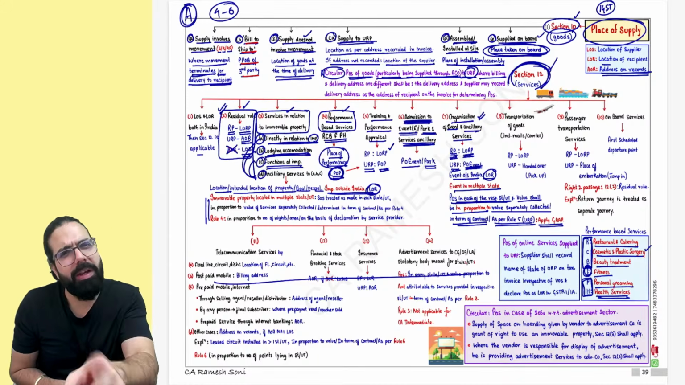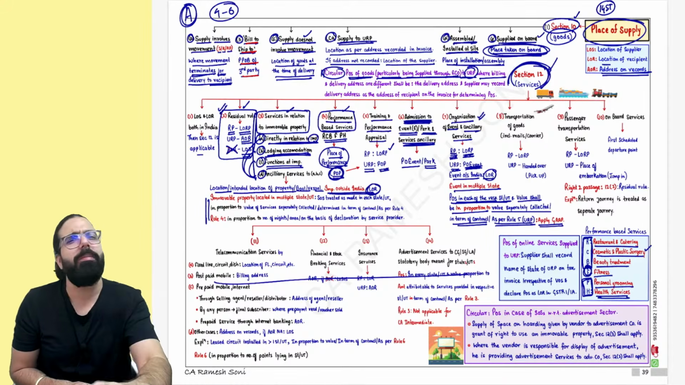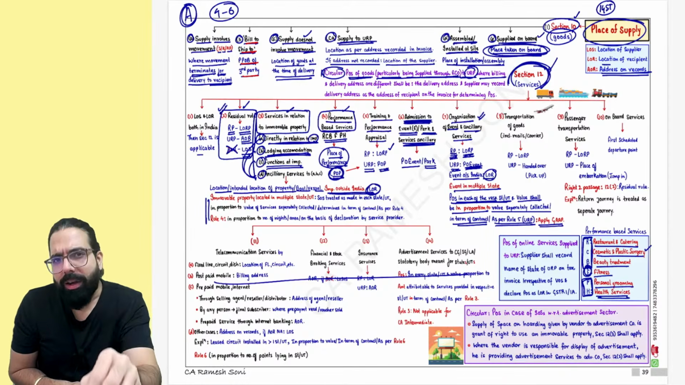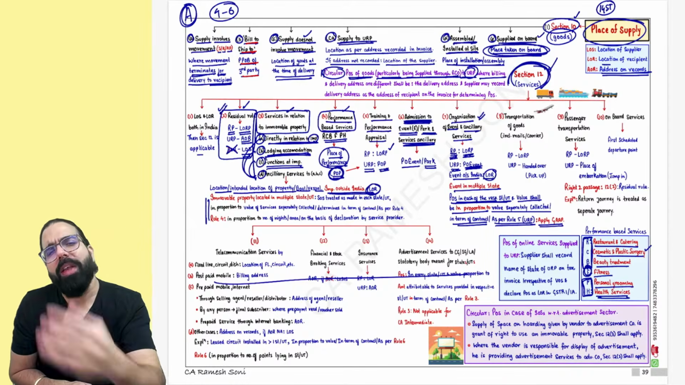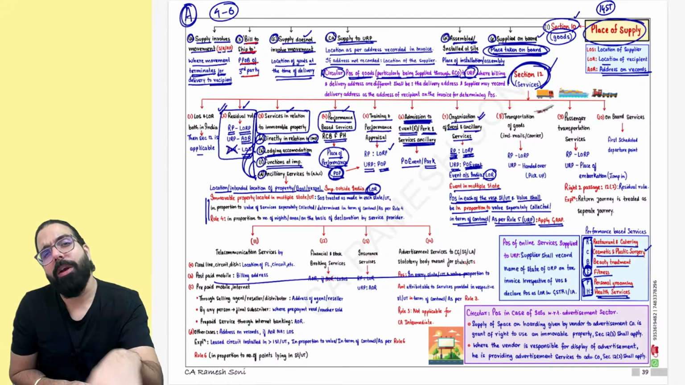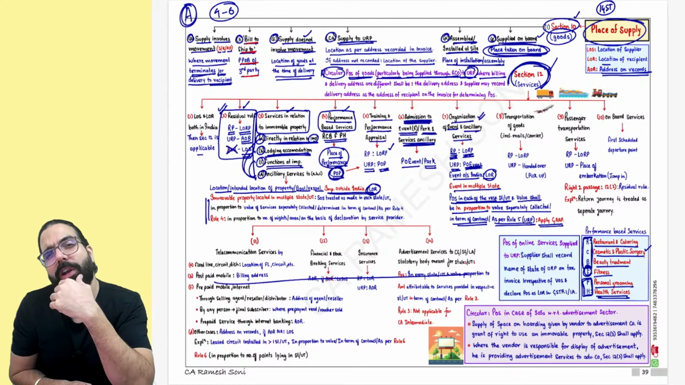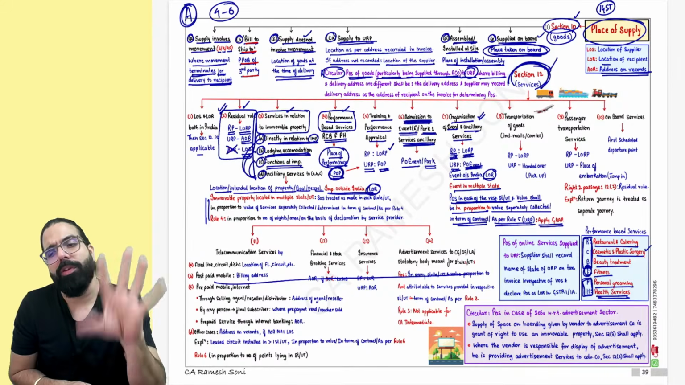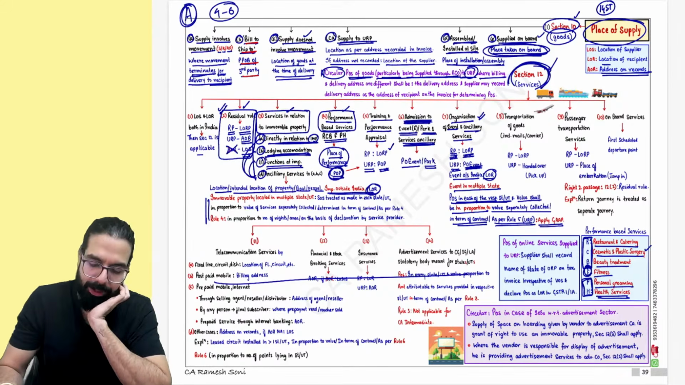But for a registered person, event in India or outside India, doesn't matter, it is the location of the registered person. For an unregistered person, it is the place of the event. If the event is happening outside India, for an unregistered person, it is the unregistered person's location. I hope this point is clear. Yes, sir, the point is clear.